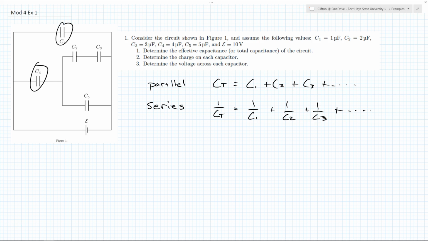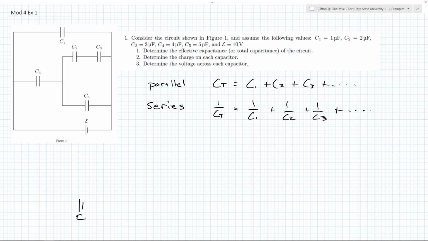C1 and C4 are also not connected in parallel or series. So we can't use the parallel series addition rules on those yet. But if I look at C2 and C3, those two are connected in series. They're connected directly together. There's no junction in between them. So I can replace these two capacitors with a single effective capacitor using the addition rule for capacitors in series.